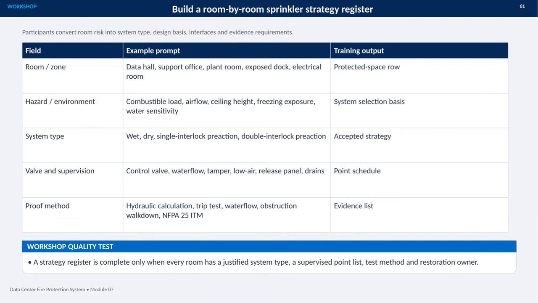Next, document the accepted strategy and create a point schedule. That schedule should include the control valve, water flow and tamper devices, low air supervision where applicable, release panels and drains. Finally, define the proof method, which may include hydraulic calculations, trip testing, water flow testing, obstruction walkdowns, or NFPA 25 inspection, testing, and maintenance. A complete register also assigns who owns restoration after testing or an impairment.